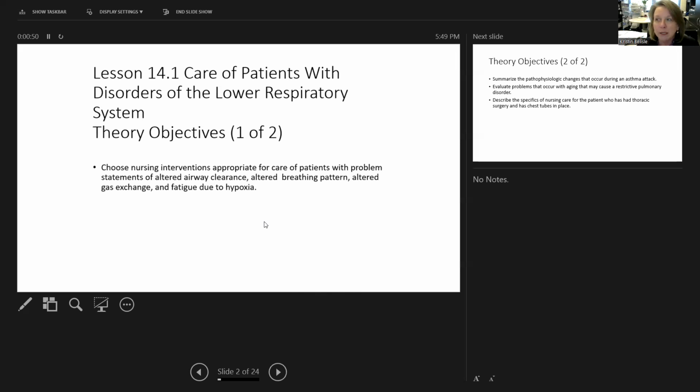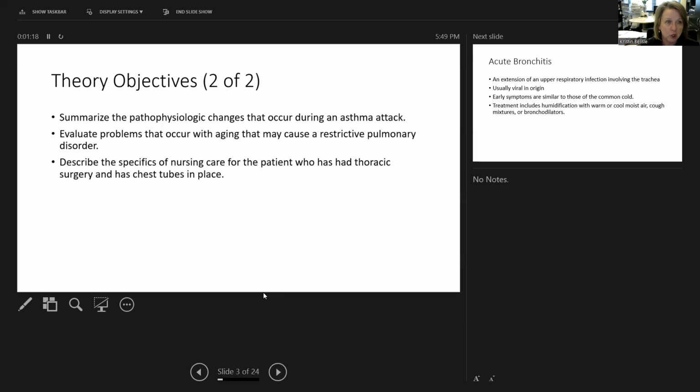Okay, so at the beginning of this, of course, we've got objectives. It talks about altered gas exchange in here. And the reason why I'm pointing that out is because, since we have a concept-based curriculum, our concept is gas exchange. And this is where we're seeing these respiratory issues, and especially COPD, it is a gas exchange issue. I'll let you read them.